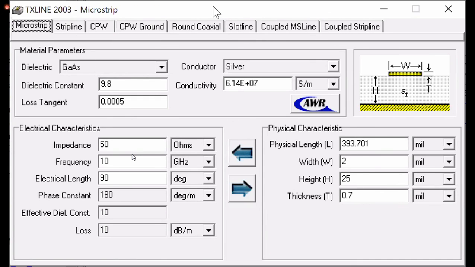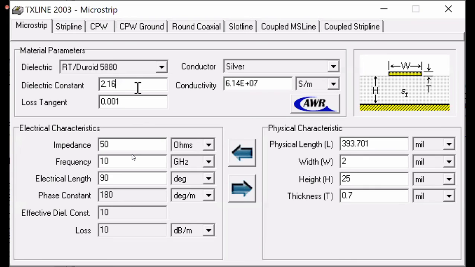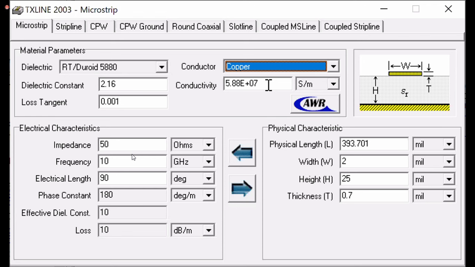The first one is microstrip, and how do you use it? If you know what material, like Duroid 5880 is popular, they already populate and tell you the dielectric constant is 2.16, around 2.2. If you don't have the material, it's not on this table, you just type in your dielectric constant. Loss tangent is 10 to the minus 3. This is the conductivity, copper or silver. You can change it and say, yeah, this is copper. So the copper conductivity.